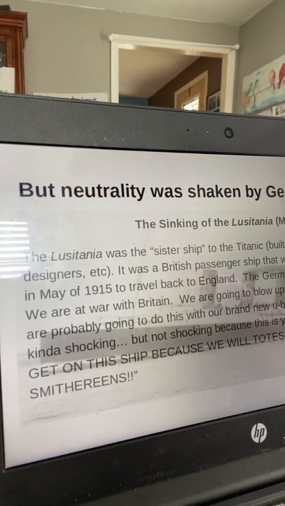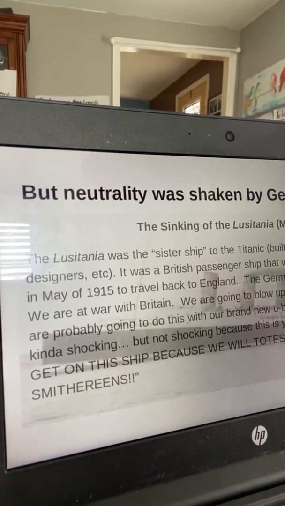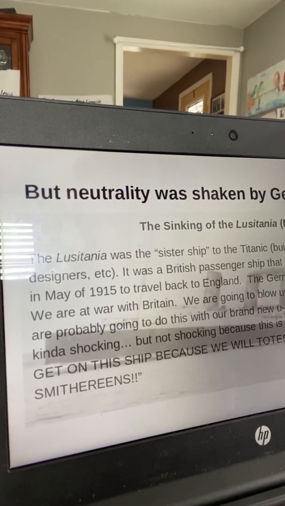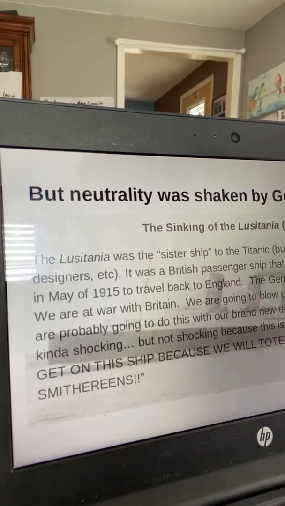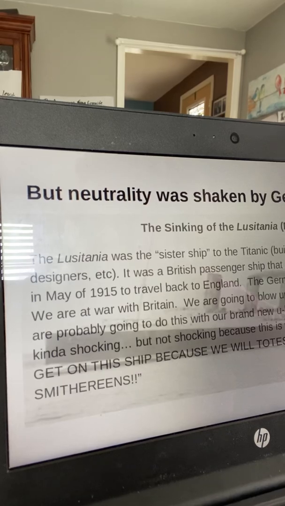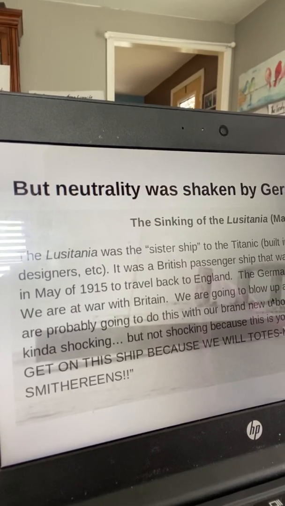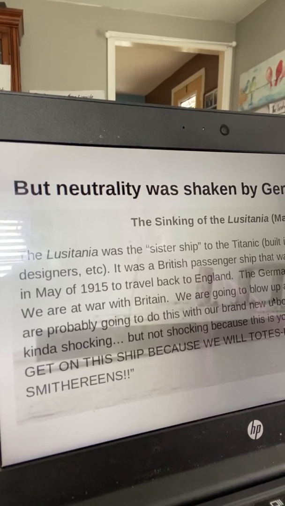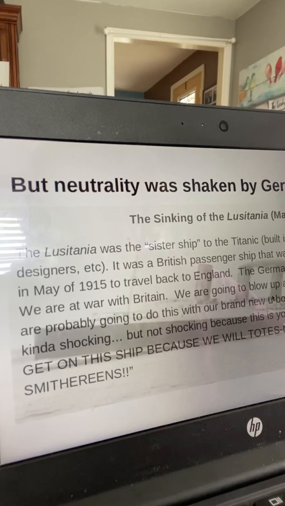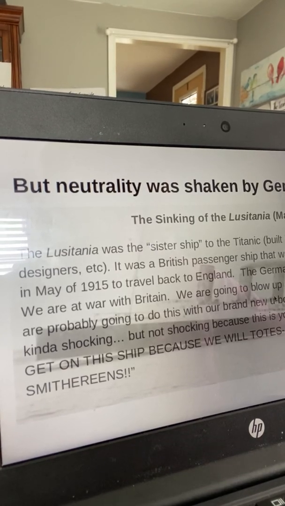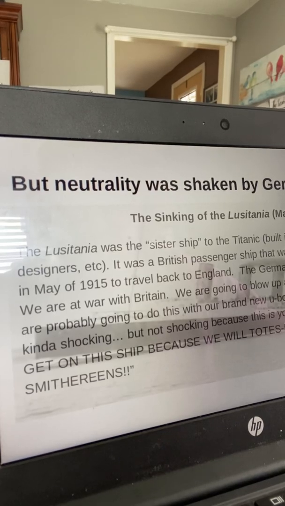The Germans put an ad in the newspapers in New York and said, hey, you guys, we are at war with Britain, FYI. And if we see any British ships out in the sea, we're going to blow them up. We're probably going to do this with U-boats, our brand new technology. And it's going to be surprising, but not too surprising, because we are telling you this in this advertisement. Do not get on the ship because we will totally blow this ship up.